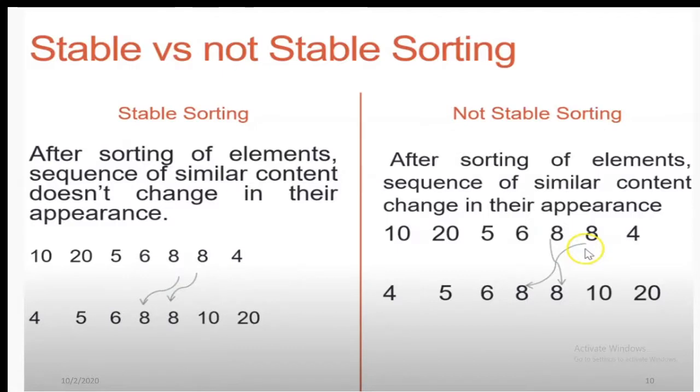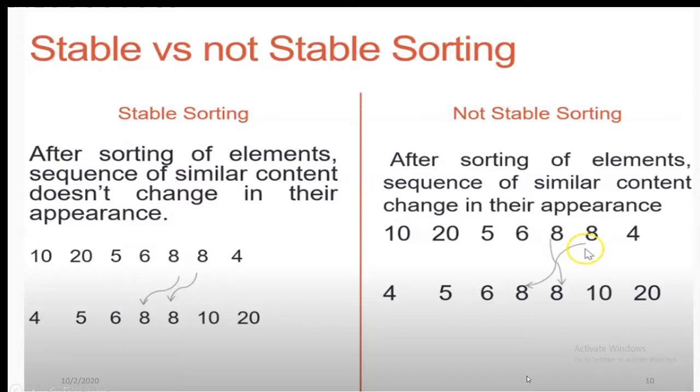The second one is stable vs non-stable sorting algorithms. This is the next categorization, on the basis of stability. Stability is important when you wish to maintain the sequence of the original elements. Stable and non-stable sorting algorithms are usually used. Here it's mentioned that in a stable sort, after sorting, elements with similar content don't change their order of appearance, but in a non-stable sorting algorithm, after sorting, elements with similar content change their order of appearance. Let me make it clearer with the help of an example.